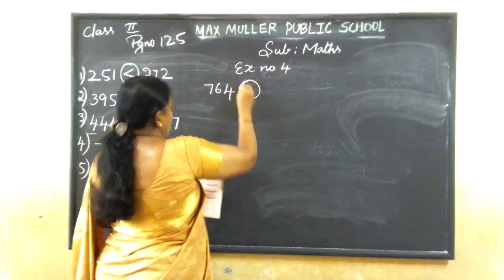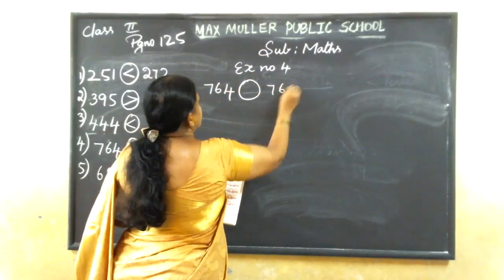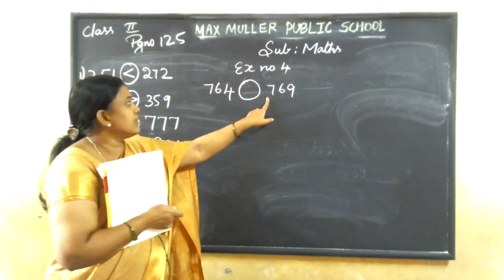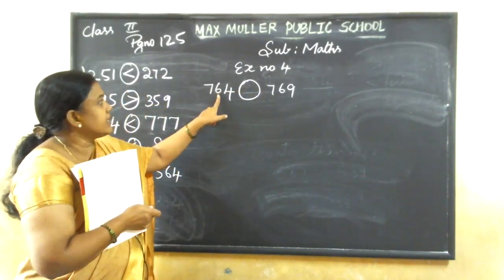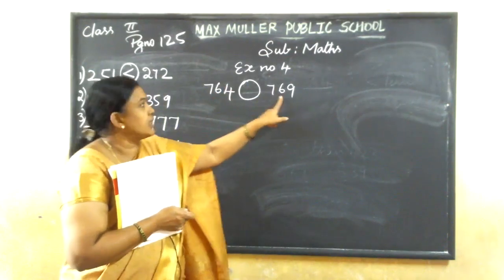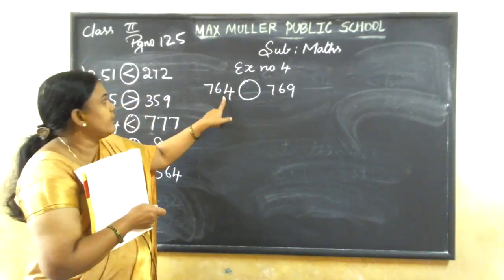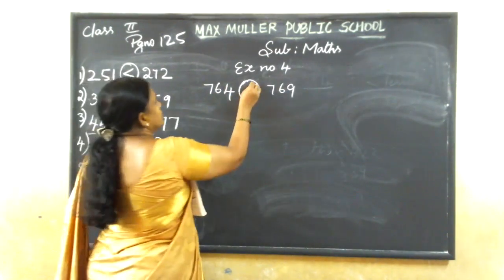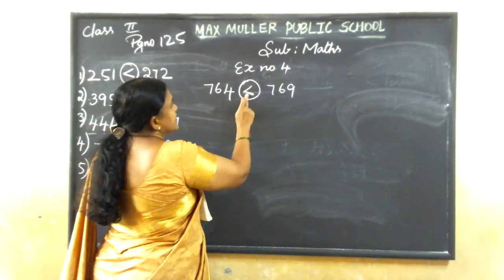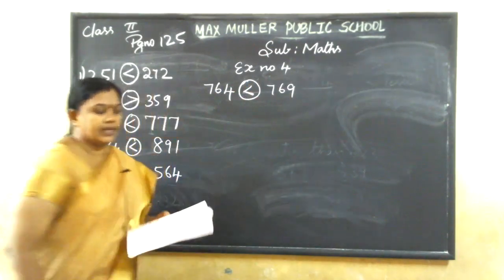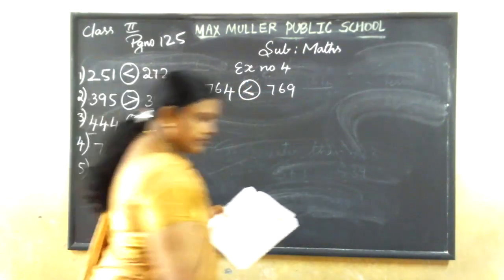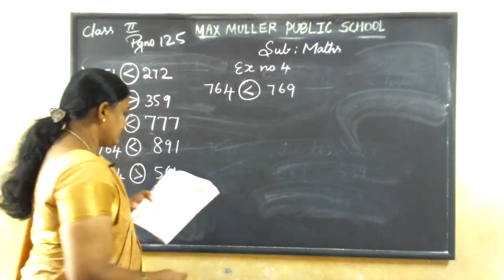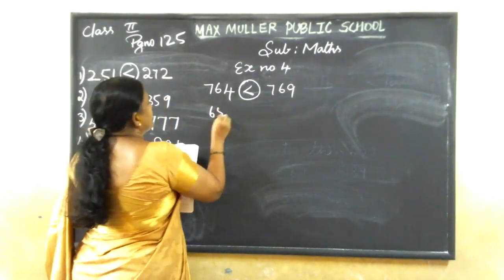Here 764 and 769. In the hundreds place 7, here also 7. Here also in the tens place, 6, here also 6. Now we'll go to the ones place. Here 4, here 9. Which one is greater? 9 is greater. So 764 is lesser than 769. If both the numbers are the same, we go to the ones place. 652.